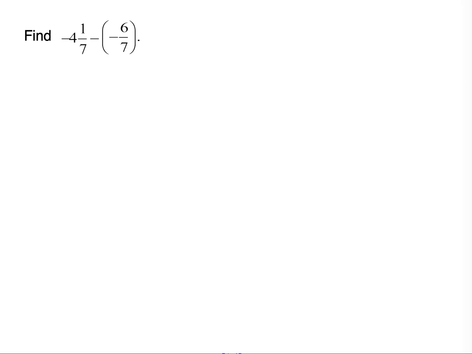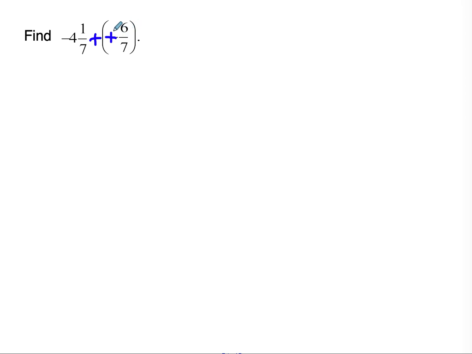All right, so let's take a look at our first one here. Find -4 1/7 minus -6/7. Okay, so boom, change to addition. Boom, change the sign. I now have different signs, -4 1/7 plus 6/7.